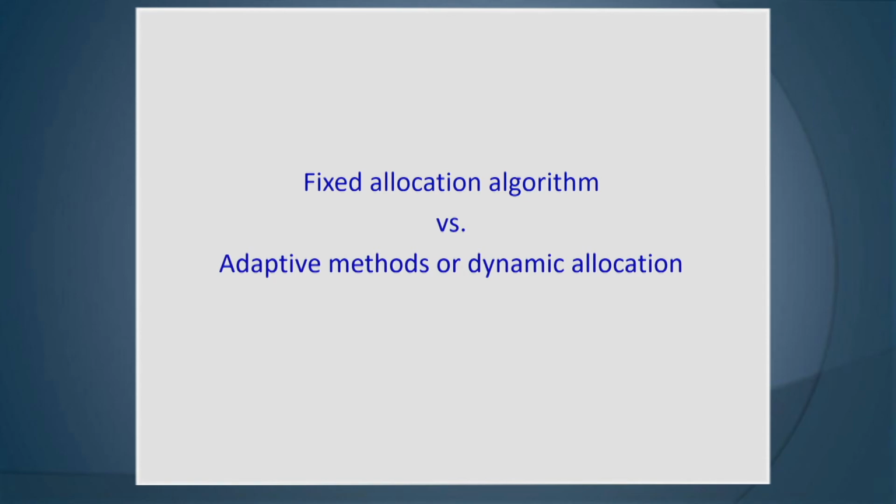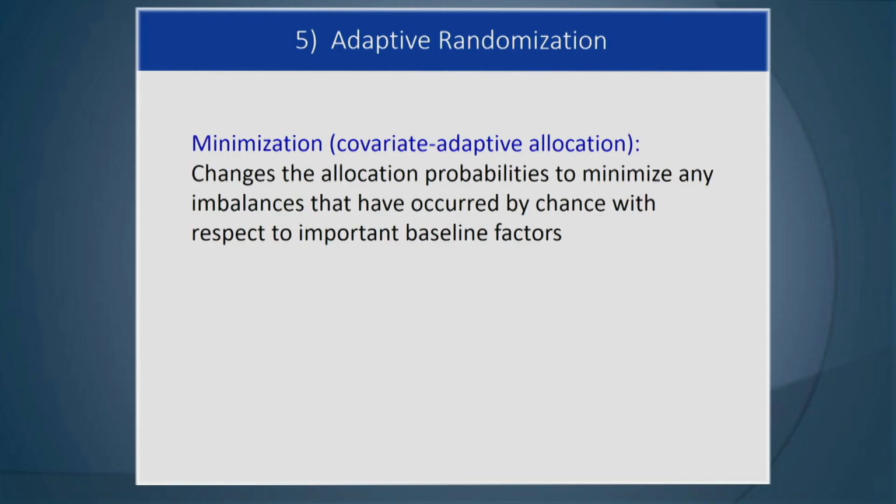Versus adaptive methods, or dynamic allocation. And we're going to talk about that, and that's where the chances of assignment change as you are enrolling. That's what's called adaptive or dynamic. There are at least two, but I'm going to talk about two adaptive randomization methods. Minimization is a covariate adaptive allocation. Basically, you change the allocation probabilities, so you're tweaking those probabilities.